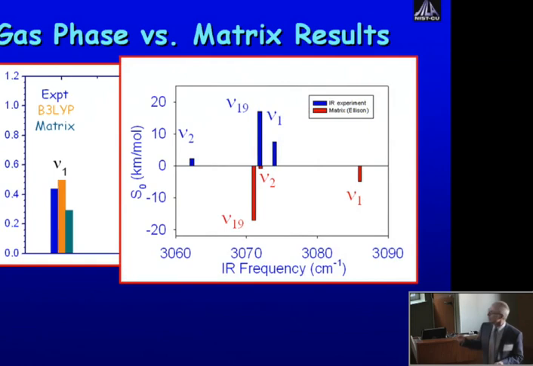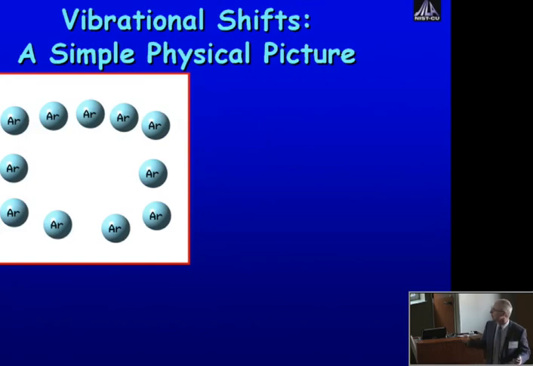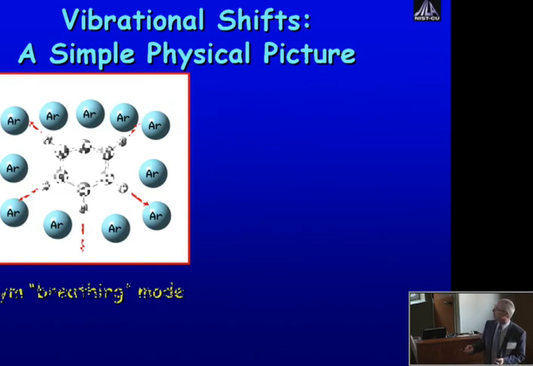Okay, the actual vibrational frequencies themselves are respectably different between gas phase and matrix studies. For nu 19, the agreement is almost unexpectedly good, but for nu 2 and nu 1, there's a very strong blue shift in the matrix results. And so we were going like, that's interesting. Nu 19 was within a tenth of a wave number of matrix, but nu 1 and nu 2 are really strongly blue shifted.